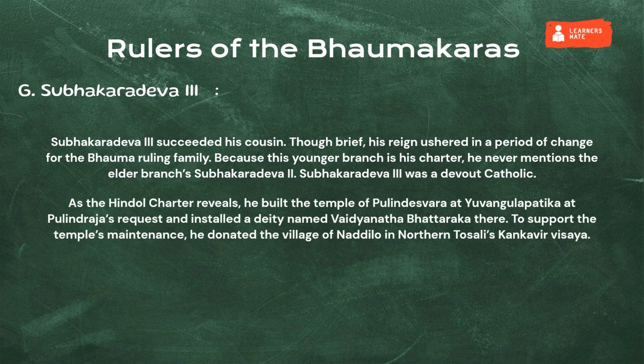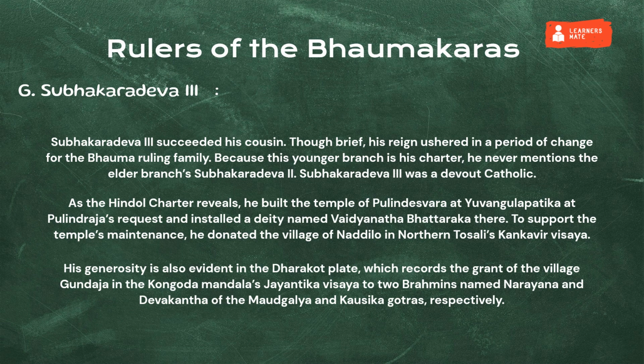As the Hindol charter reveals, he built the temple of Pulindeswara at Uvangulapatika at Pulindraja's request and installed a deity named Vaidyanatha Bhattaraka there. To support the temple's maintenance, he donated the village of Nadilu in northern Tosli's Kankavir Visaya. His generosity is also evident in the Dharkot plate, which records the grant of the village Gundaja in the Kongoda Mandala's Jayanthika Visaya to 2 Brahmins named Narayana and Devakanta of the Maudgalya and Kaushika Gotras, respectively.